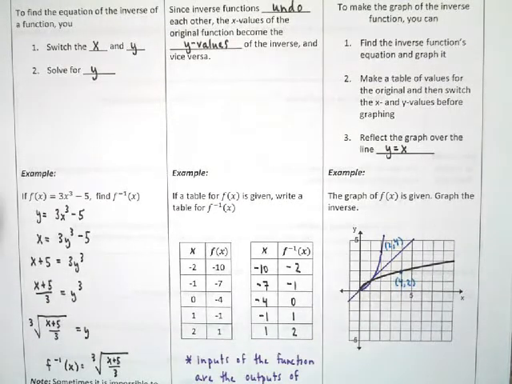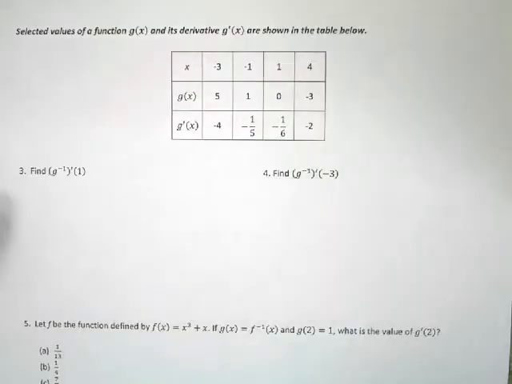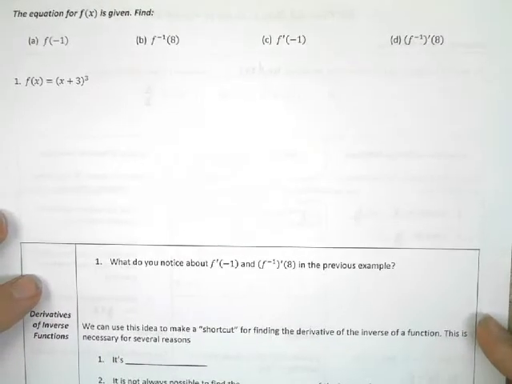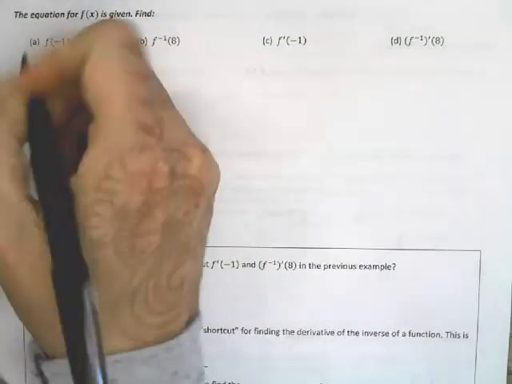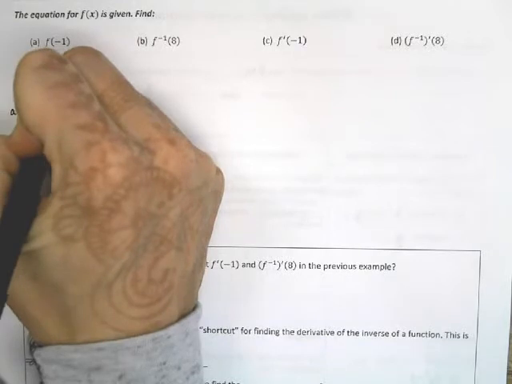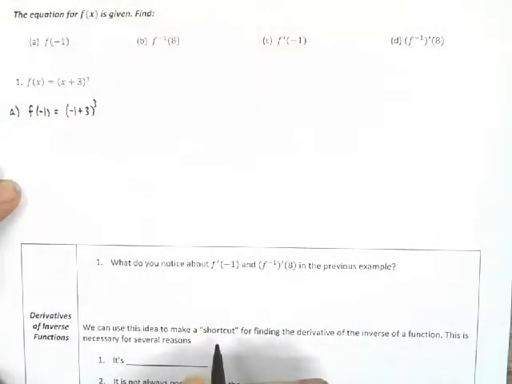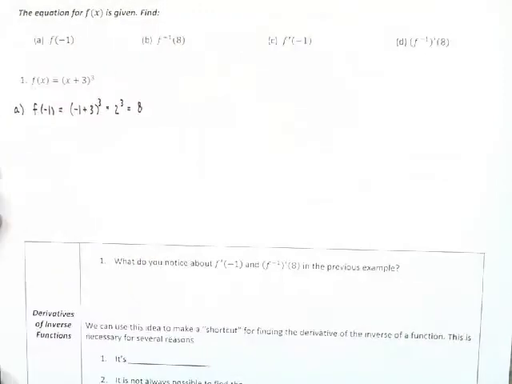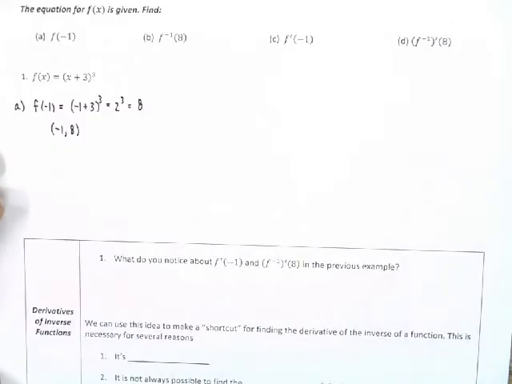All right, so let's look at a problem that's going to lead us into how we find derivatives of inverse functions. For number 1, we're given an equation for f(x), and we're asked to find a few things. The first thing is f(-1), which is definitely the easiest. f(-1) is (-1 + 3) cubed, so I'm going to have 2 cubed, or 8. So that tells me the point (-1, 8) is on my curve.